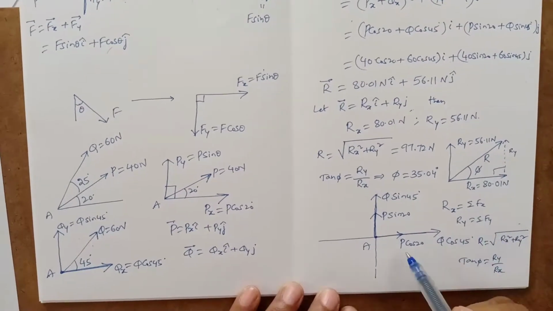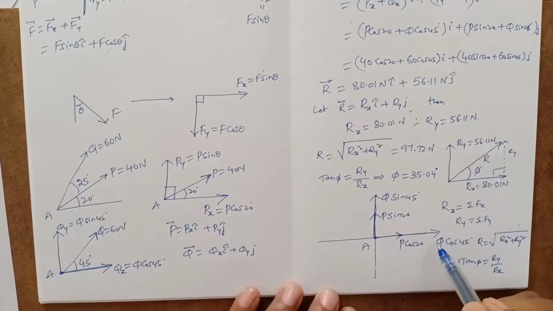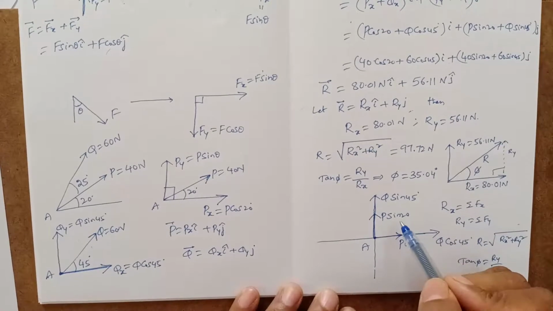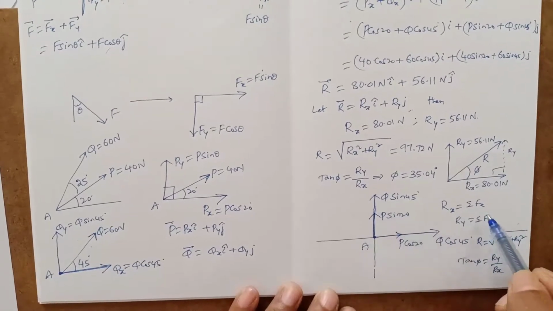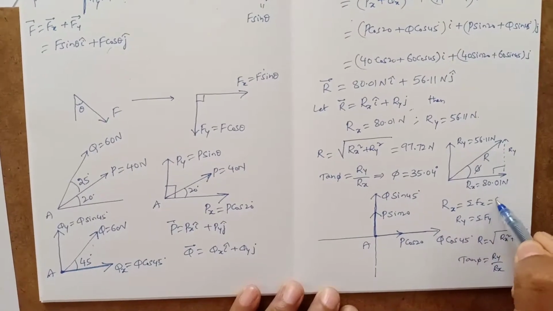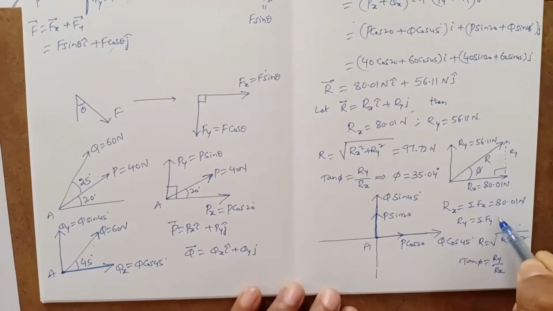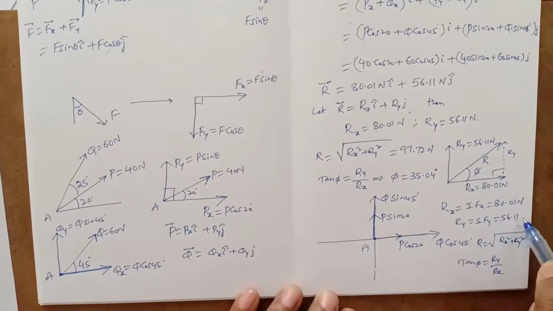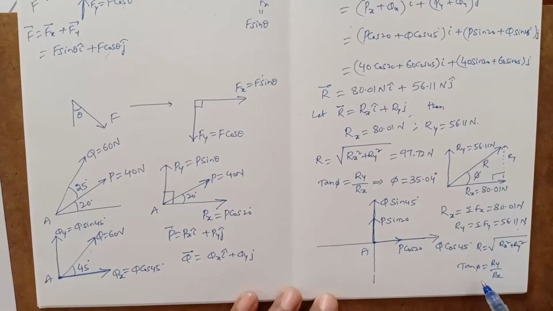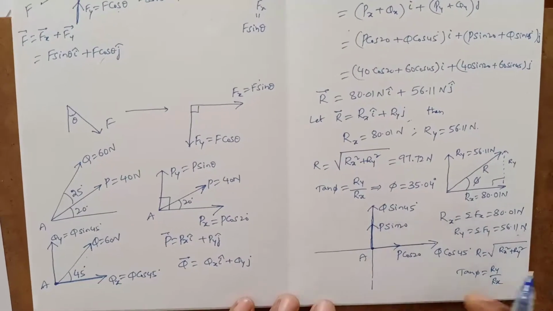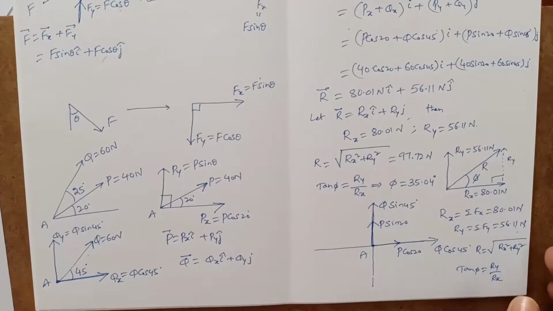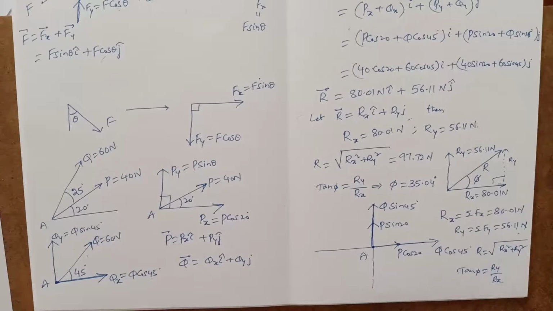Now sigma Fx means what here? Plus P cos 20 plus Q cos 45, and sigma Fy means plus P sin 20 and plus Q sin 45. Substituting here we can get the values of Rx and Ry. So you will get the same value, that is Rx is equal to 80.01 Newton and Ry is equal to 56.11 Newton. Then, knowing Rx and Ry, you can find out the magnitude of R and then find out the direction. Once you get more practice, you can do it in one or two steps to find out the solution of this problem.